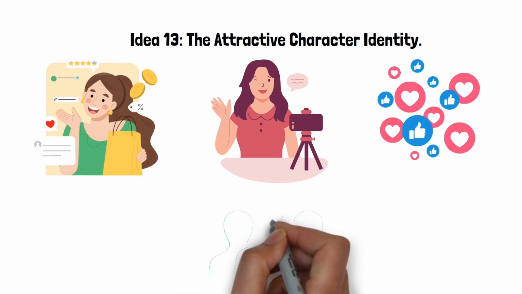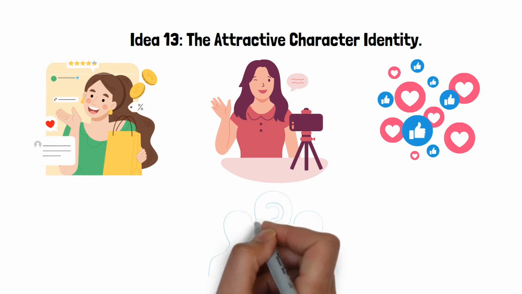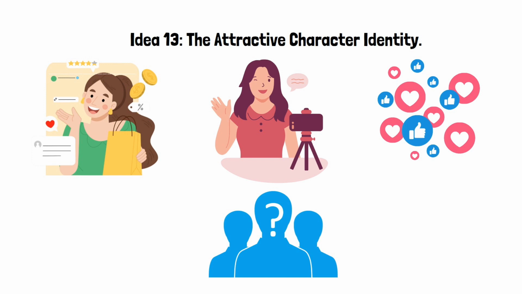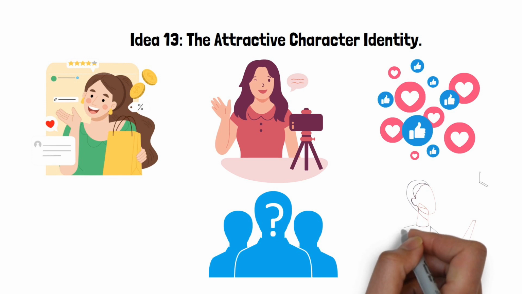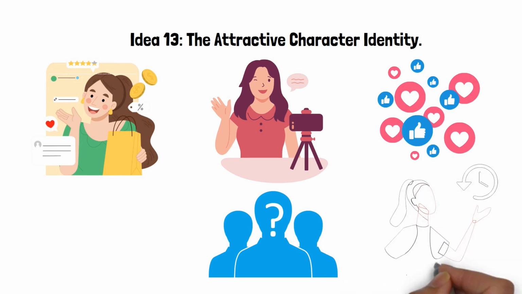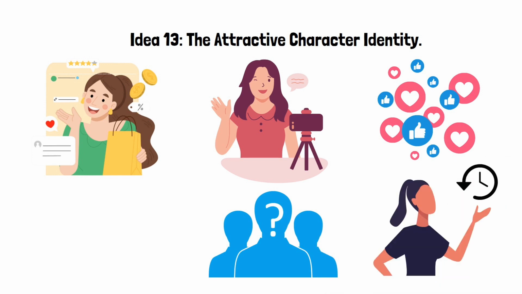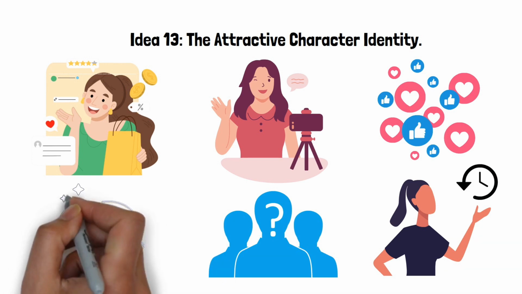Creating this character involves figuring out specific elements about who they are. First, your character needs a backstory. This is like a history that explains why they are the way they are. It doesn't have to be dramatic, but it should be relatable so that your audience can see a bit of themselves in your character. Next, you give your character some personality traits.